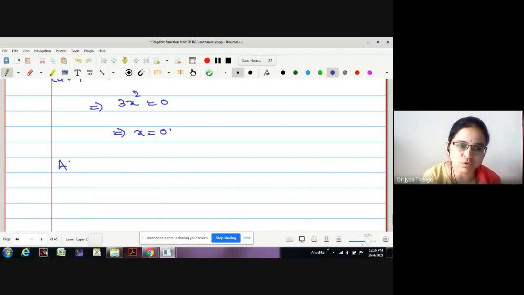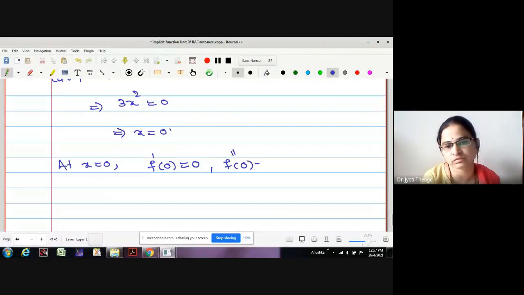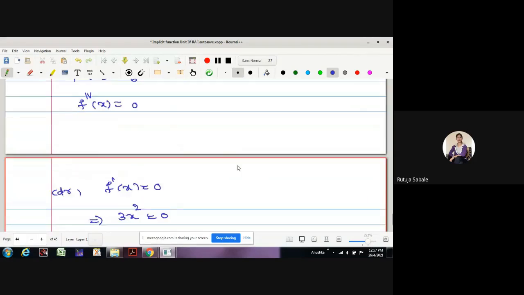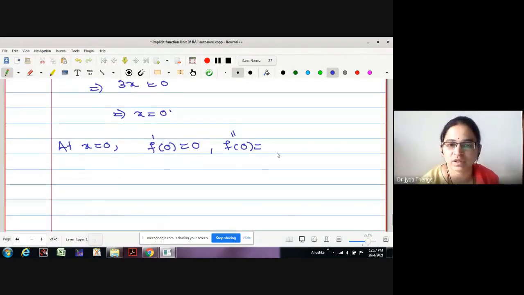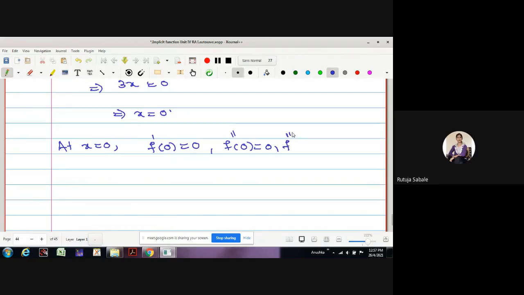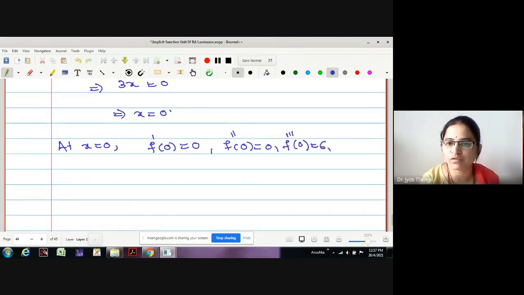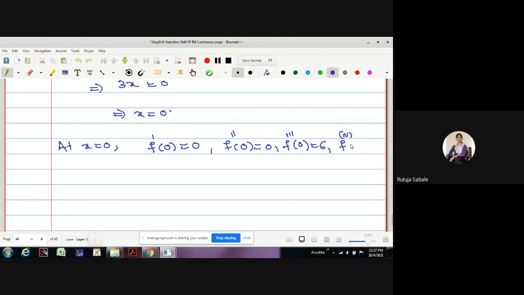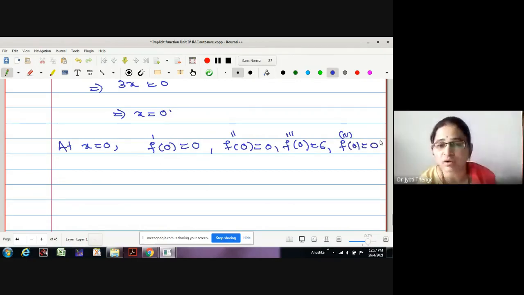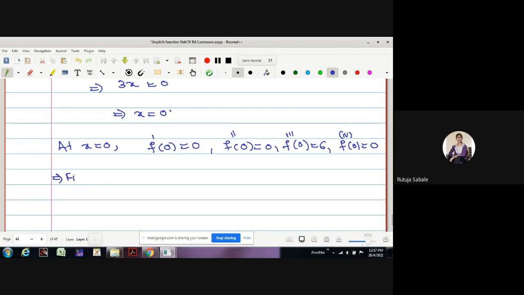Okay. Now at x equal to 0, we will check the nature of all the derivatives. What is the first derivative? 0. What about the second derivative? Yes, 0. Third derivative? It is 6, not 0. What for the fourth derivative? 0. Now tell me what is the first non-vanishing derivative? Third order derivative.